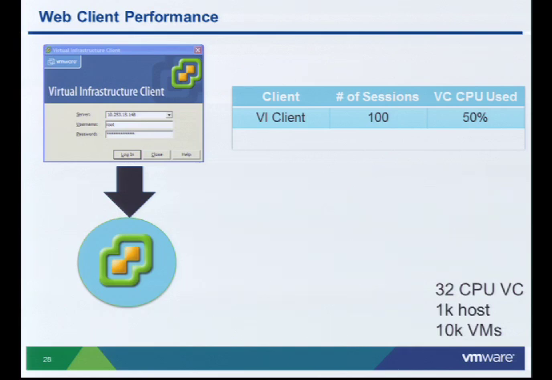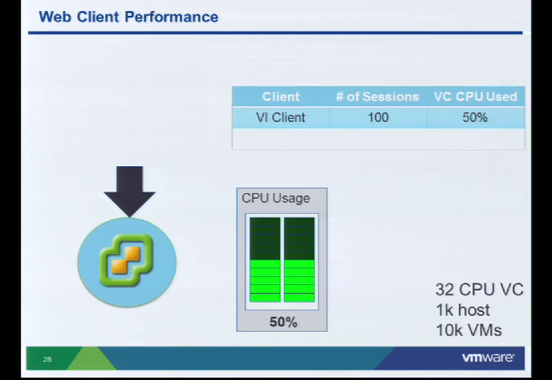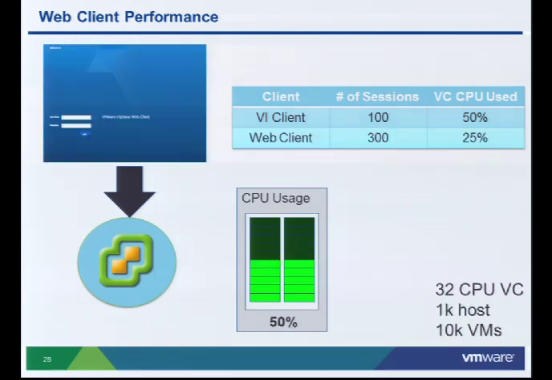Previously, when you would run the traditional VI client, the C# client, with 100 concurrent sessions, you consumed 50% of the VC box. I don't need to tell you guys, you've noticed the difference with VC. It comes to its knees when we run just 100 sessions. With the web client, and this is from the performance team, you're able to run 300 sessions concurrently with only 25% load on the VC.